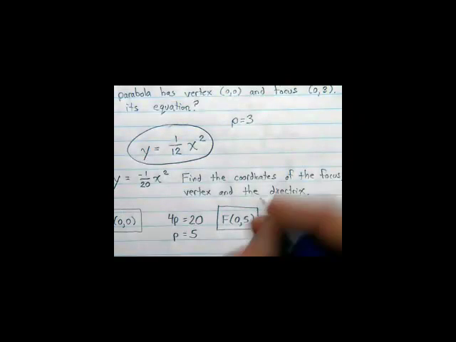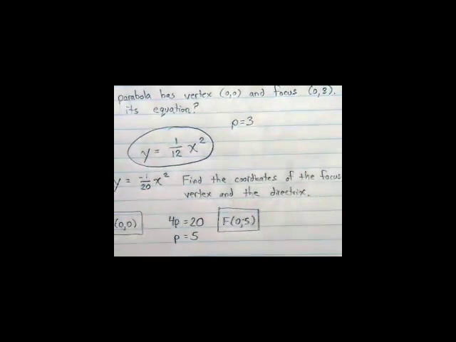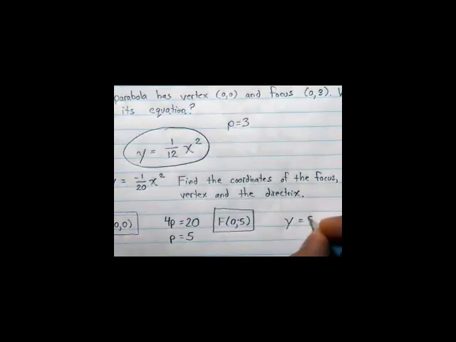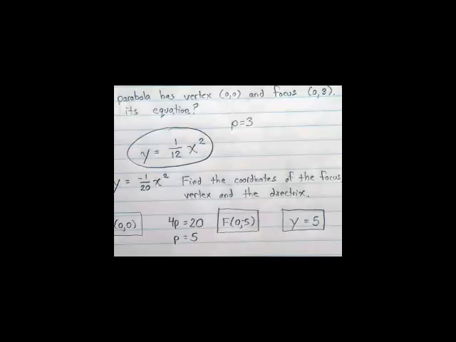All right, 0, -5. Now, where's the directrix at? It's going to be up, right? y equals 5. Yeah, good. And it's -5 because we know the focus is below the vertex.